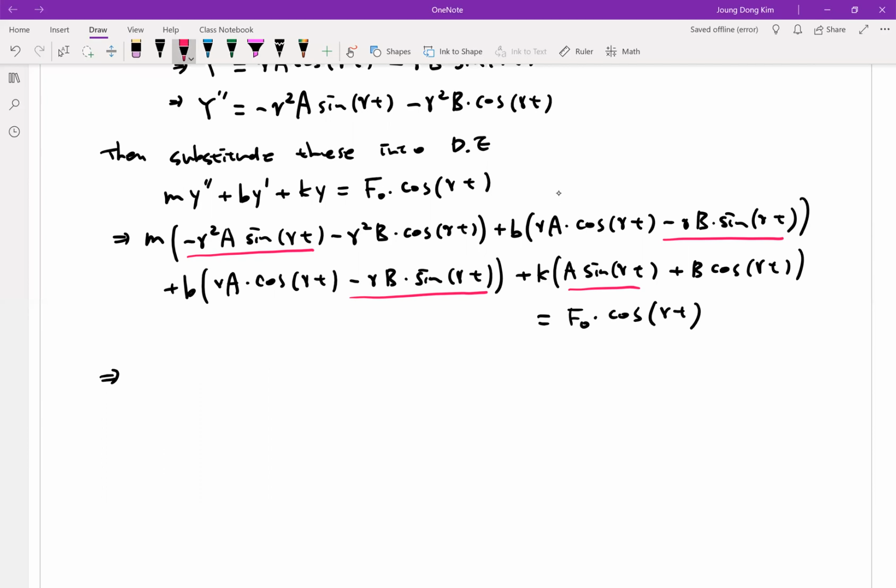It might be better to use the red one. Sine gamma t, and what is it? Minus m gamma square A and minus b gamma B. Give me one second. Something is wrong, right? There we go, I got it. This part is just duplicated, I did it two times. I really don't want to stop this video because I spent a lot of time already. Here we go, so let me do it again.